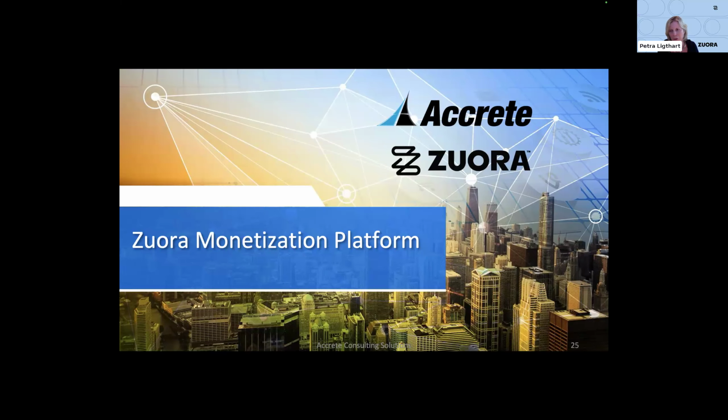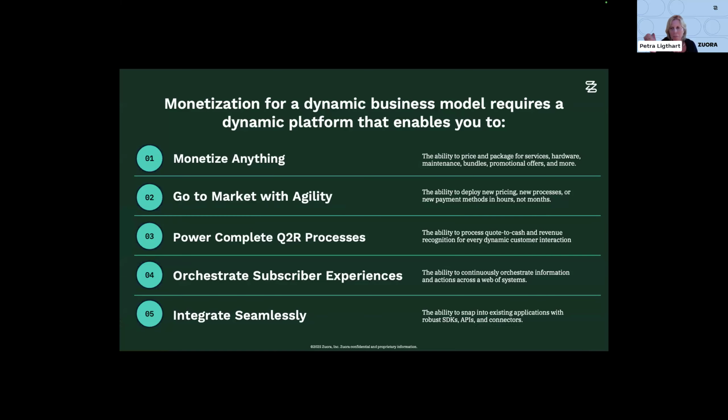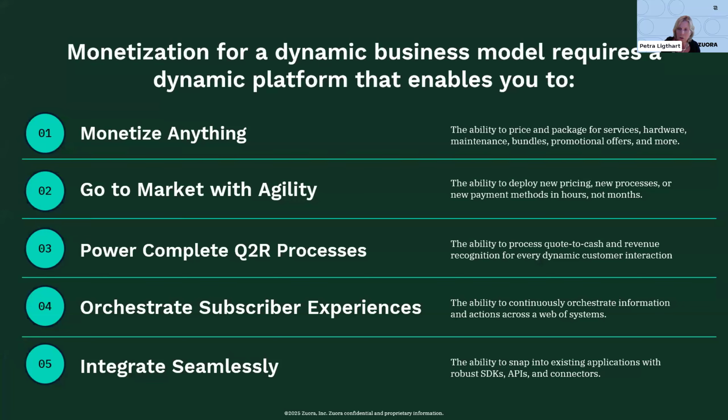So if we go to the next slide, can you remember when I did the intro, we kind of concluded you need to have a scalable enterprise-ready platform to deal with your subscriptions and with all your new business models that you launched in the past or that you're going to launch in the future. So to summarize, what is needed is you need to be able to monetize anything. And with that, I mean everything from subscriptions, usage-based billing, in combination with hardware items, maintenance, bundles, promotions, etc.